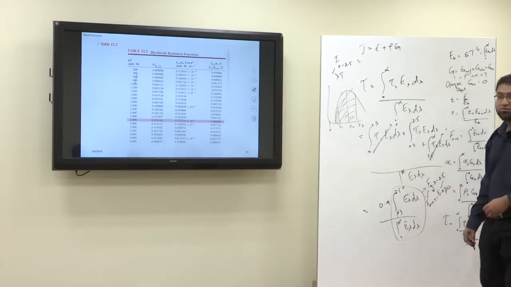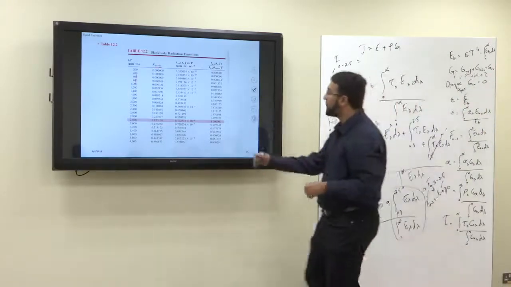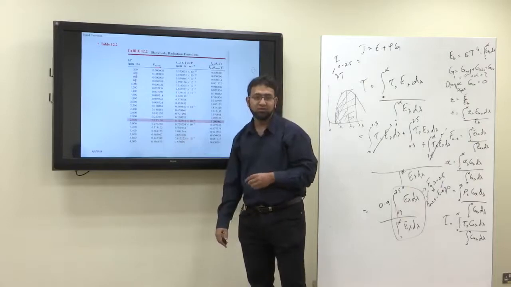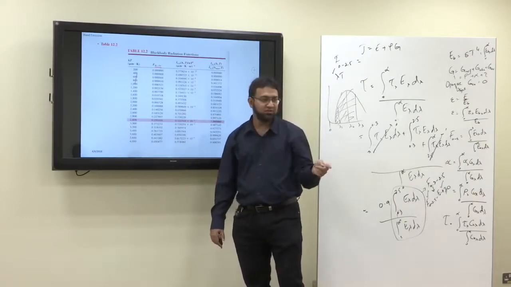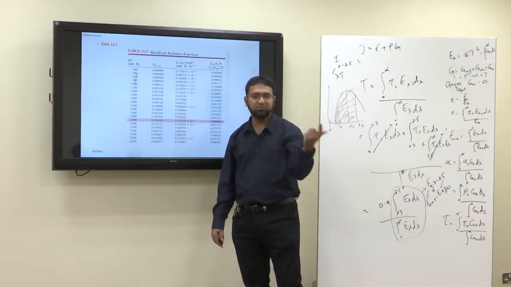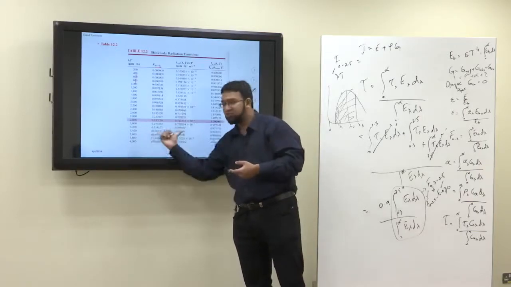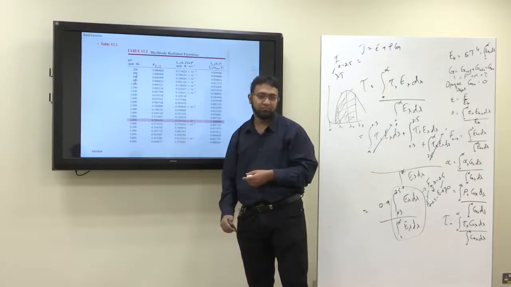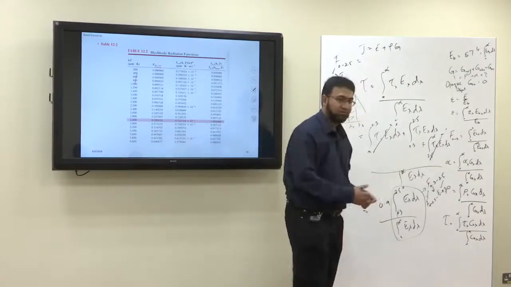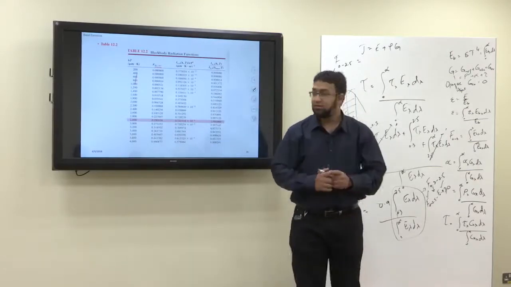For here, 0 to 0.3. So 0.3 means you first need to find lambda T. Lambda is 0.3, T is 5800. So 0.3 multiplied by 5800. Whatever the value, you will find that value here and find the fraction for it. Then subtract and multiply by 0.9.